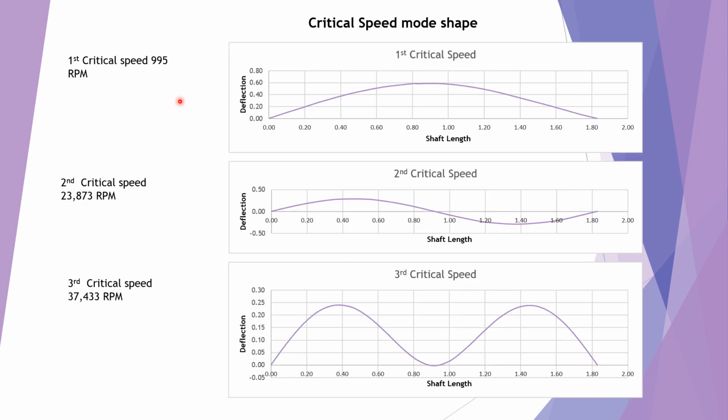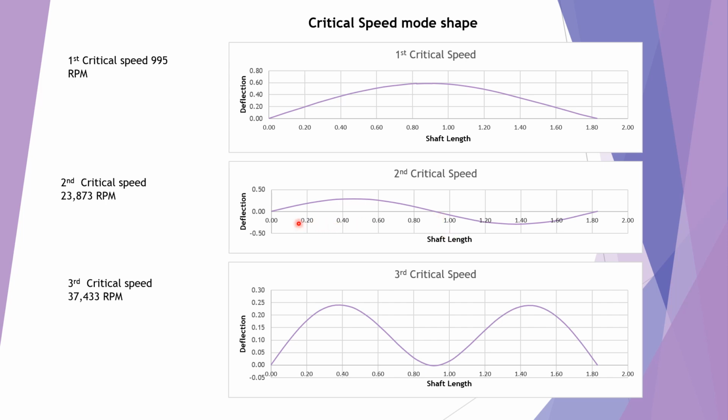This is a typical mode shape of critical speed. This is the first critical speed of a shaft, where you see there is no displacement at these two bearings. The x-axis is the length of the shaft, the y-axis is the displacement. At the center you see the displacement is a maximum. At the bearing there is no displacement, because the bearing is considered a rigid bearing support. And the first critical speed, let's say in this particular case, is 995 rpm.